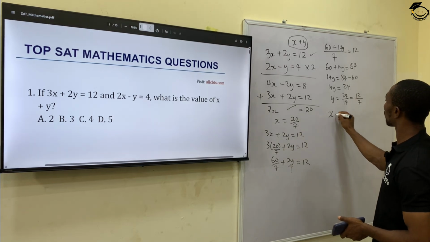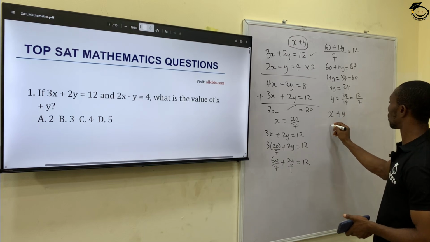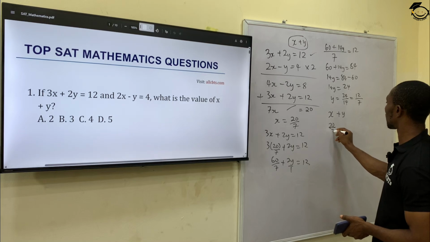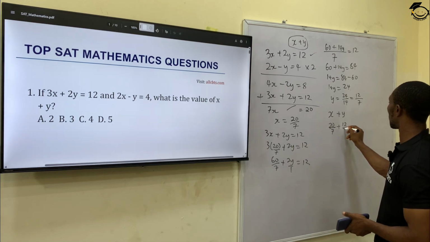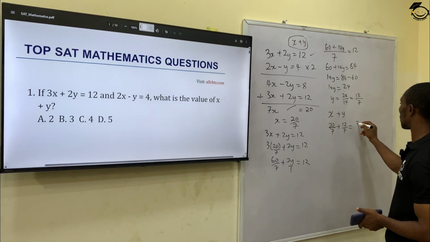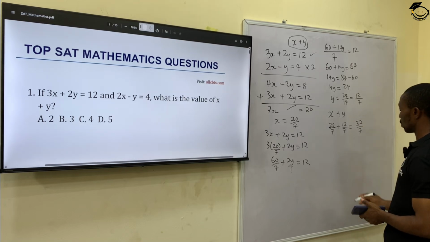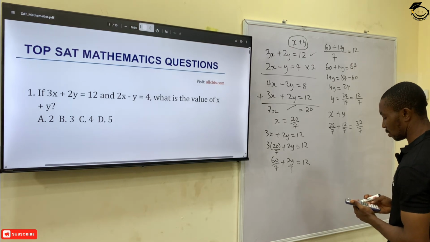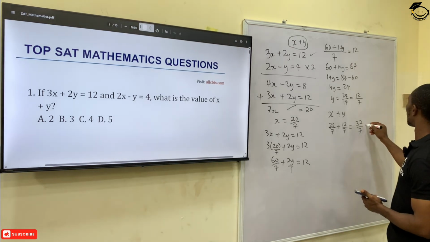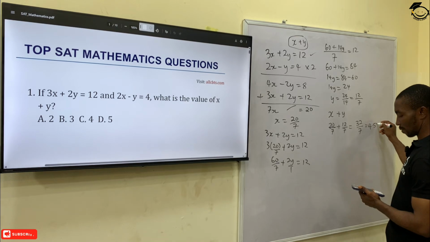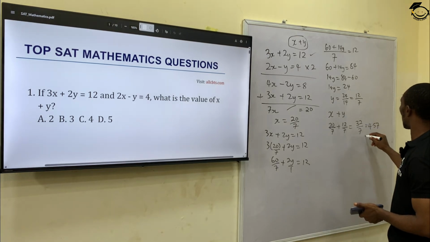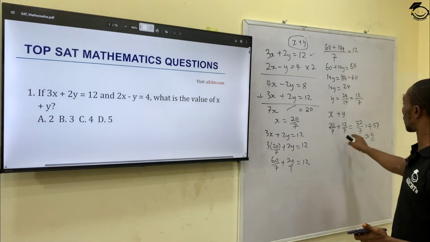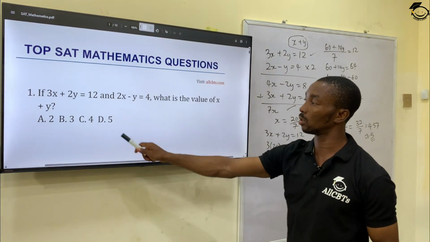So now back to our question, x plus y will give us 20 over 7 plus 12 over 7, which will give us 32 over 7. If we divide 32 by 7, that will give us 4.57. So approximately 5. So the value of x plus y is approximately 5, which is option D.